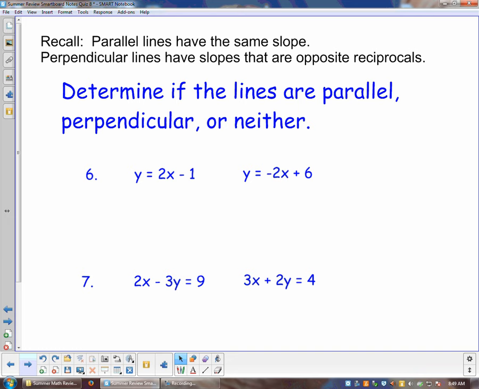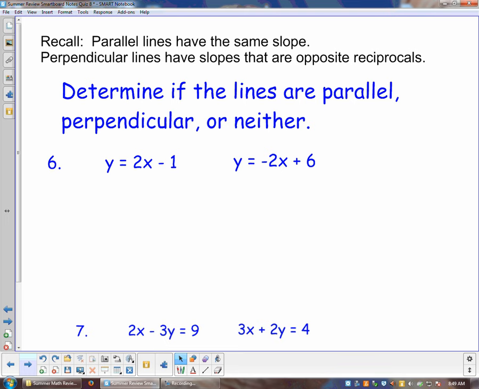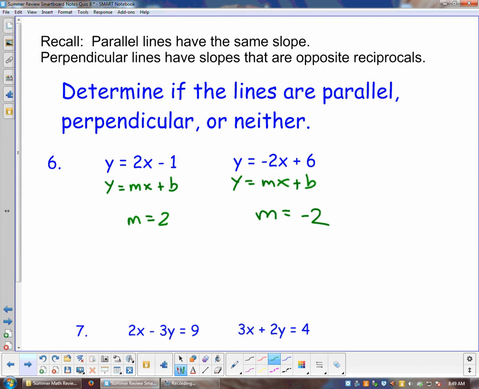So in this first example here, if we're going to find out whether these lines are parallel, perpendicular, or neither, we need to identify the slope. Well, this looks like it's already in y equals mx plus b form. So the slope here is 2. This one's also in y equals mx plus b form, and here the slope is equal to negative 2. Well, they're not the same slope, so they're not parallel, but they're not opposite reciprocals either, so they're going to be neither in this case. The slopes are opposite, but they're not opposite reciprocals.